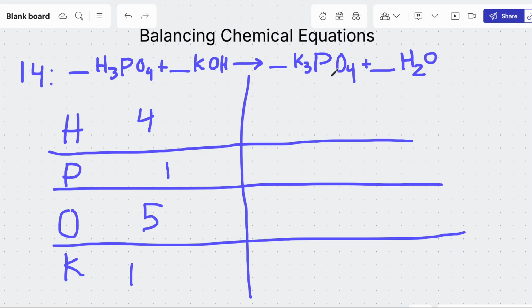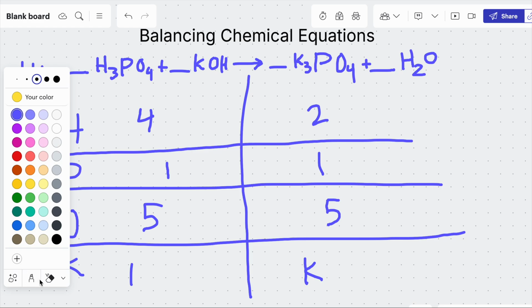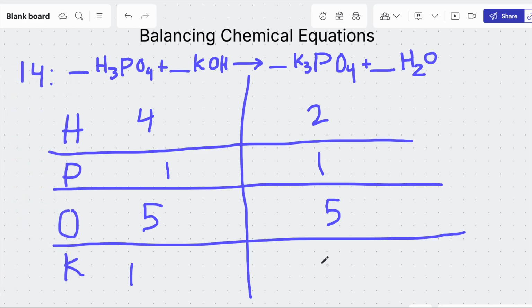Right, now on this side, H's only show up on 1. We got 2. P's only show up here. We got 1. O's show up in both. We've got 4 here, 1 here. That's 5. And K's, got 3 of them there. All right, so our H's don't match up, and our K's. Oh, why did I write a K there? Oh my gosh. Okay. We got 3 K's. Okay.